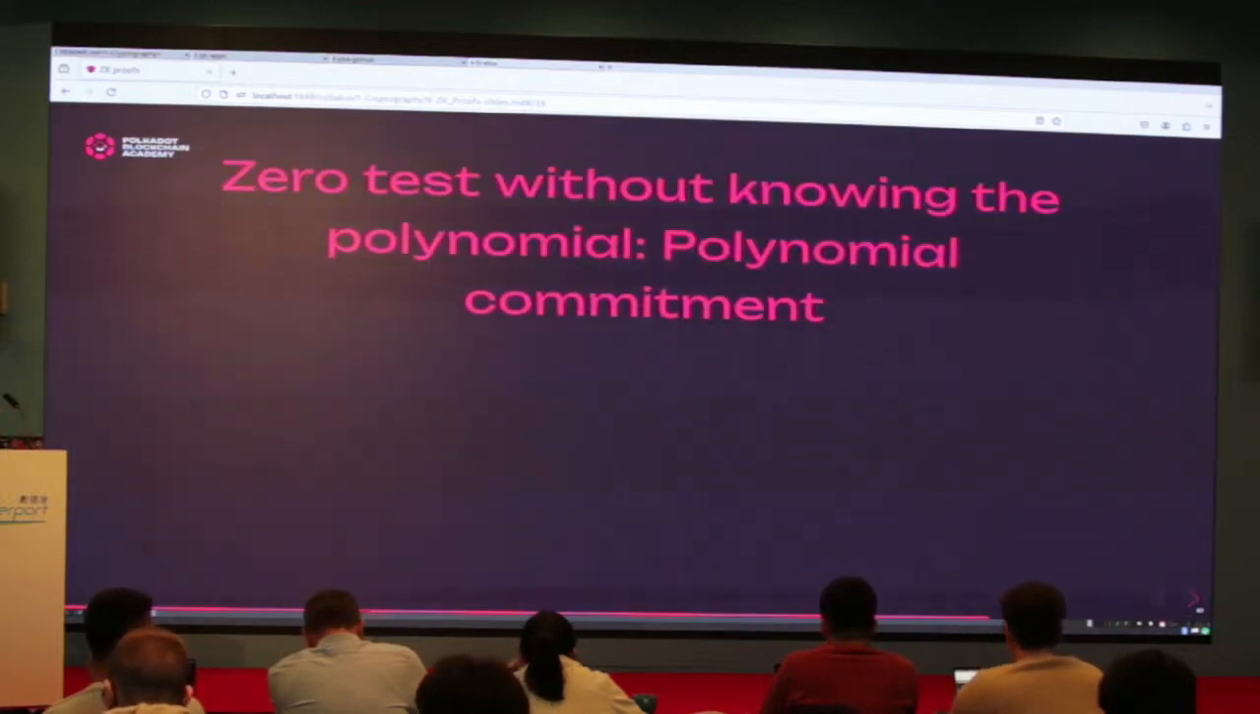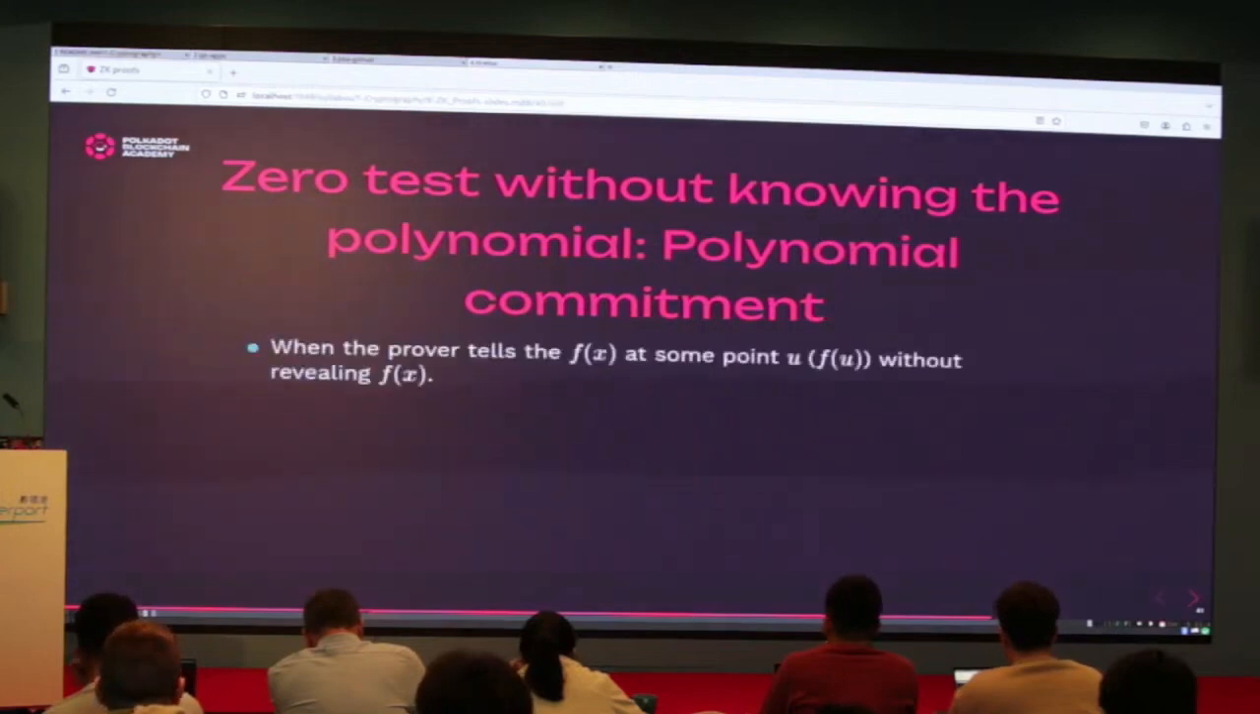So that is the problem. We want to do a zero test, but we don't want to tell the polynomial to them. And here is how the polynomial commitment comes into effect.